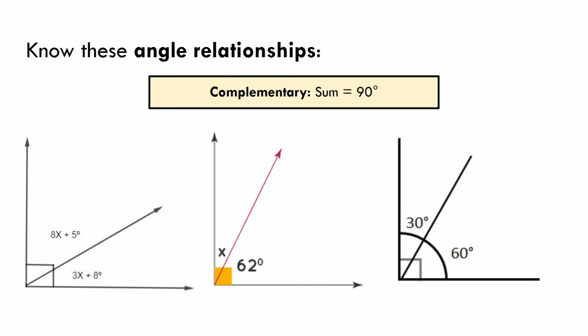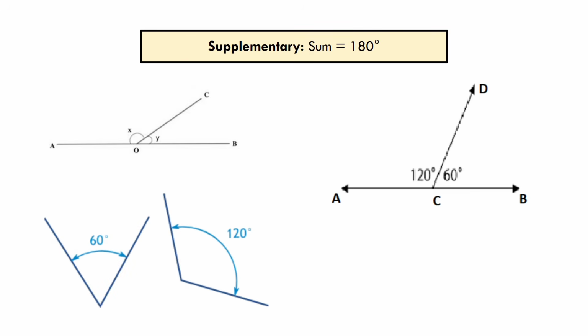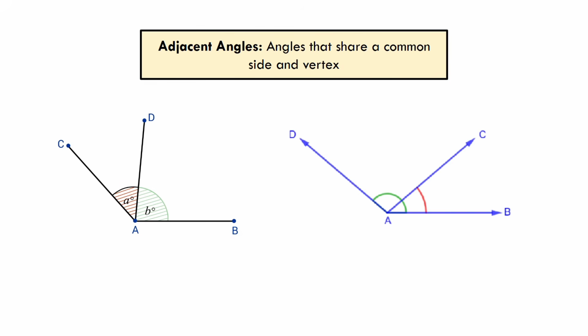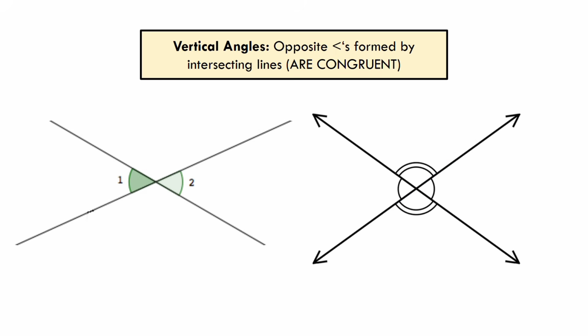So a complementary angle is where the sum adds up to 90 degrees. Supplementary angle is when the sum is equal to 180 degrees. Adjacent angles are angles that share a common side and vertex, so they're adjacent to each other, right next to each other. Vertical angles are just opposite angles formed by intersecting lines, and they're congruent to each other, right?